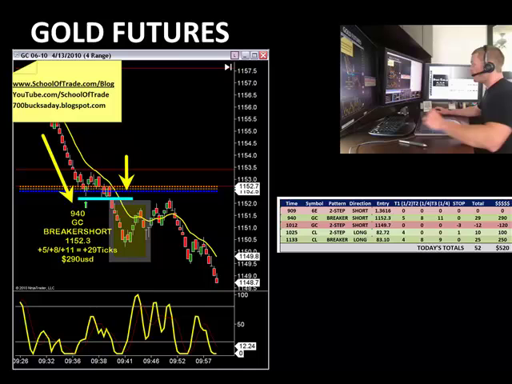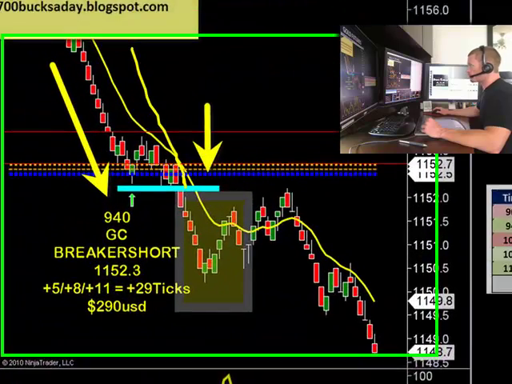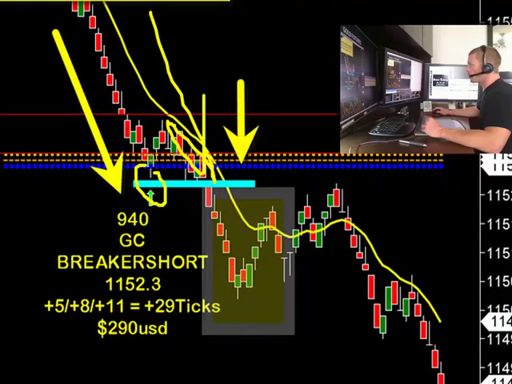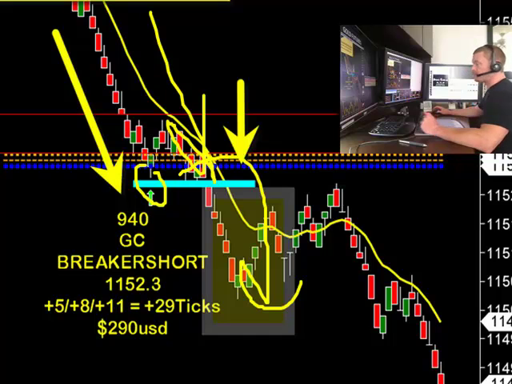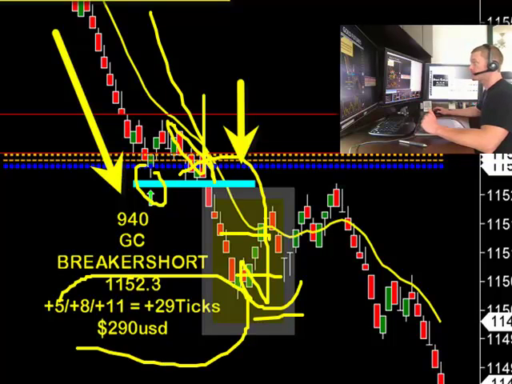Next trade here at 9:40 on the gold, we're back to our wins again here. Another big winner here. Short-term trend is down. You can see my short-term trend down. We're going to break below this swing low here for a breaker pattern short. 9:40 on the gold, breaker pattern short, 52.3 was the fill. We got our +5 target, our +8, and then we trailed our stop to lock in 11 more ticks for 29 ticks or 290 USD.